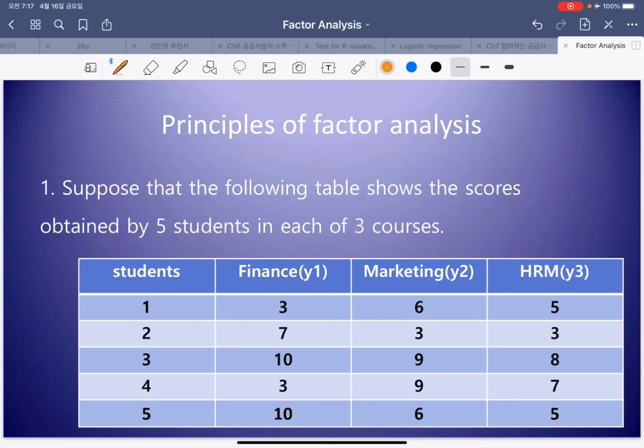Now let's try to understand the principles of factor analysis, right? So suppose we have data like this. We have five students, and we have exam scores for each of three subjects: finance, marketing, and HRM. HRM is what? Human resource management, right?